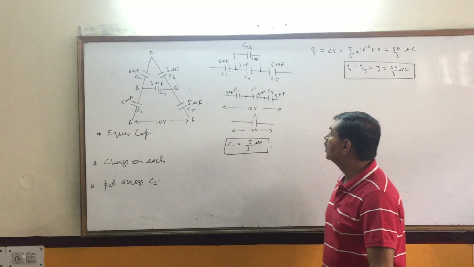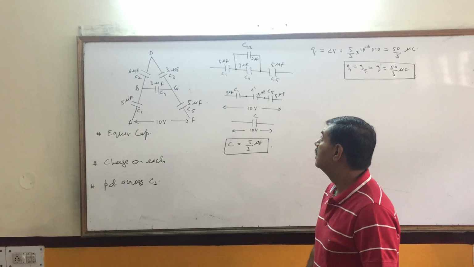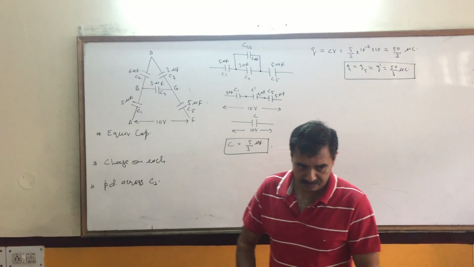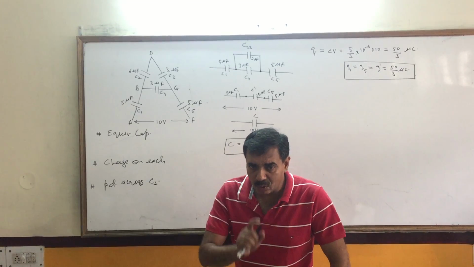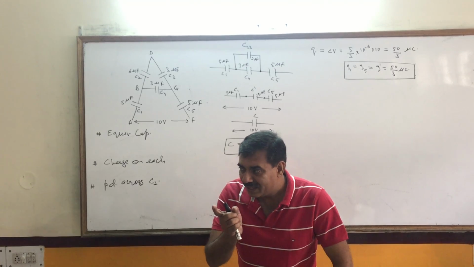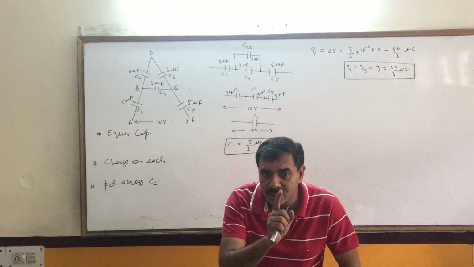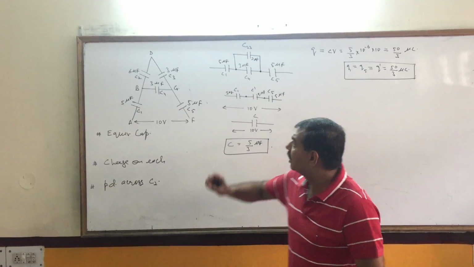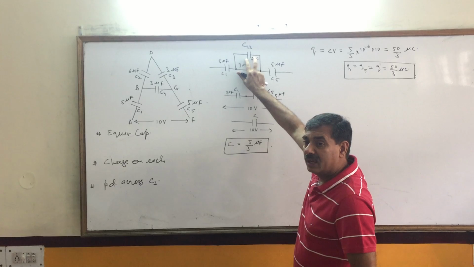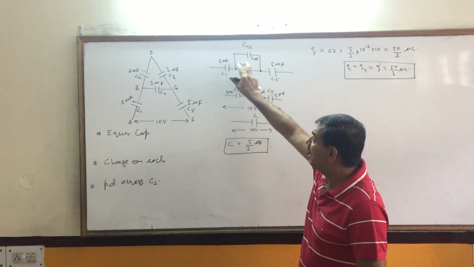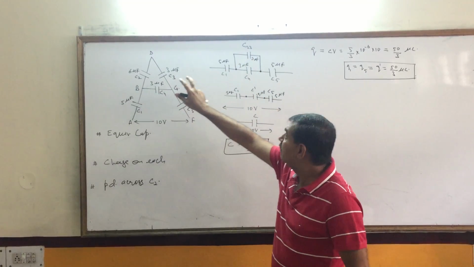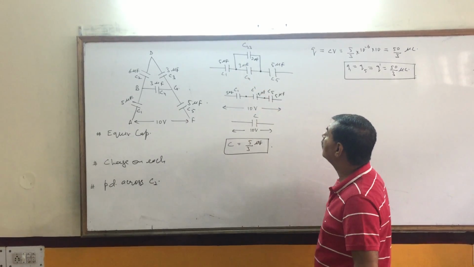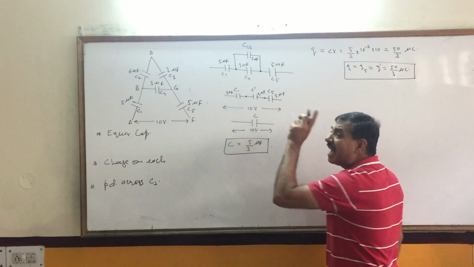We need to determine the charge on C4 and C23. The charge on C2 and C3 is the same as the charge on C23. I'm working very, very slowly. The charge on C23 is the same as the charge on C2 and C3. And to determine the charge on C4, this means we need to determine the potential drop across C dash.